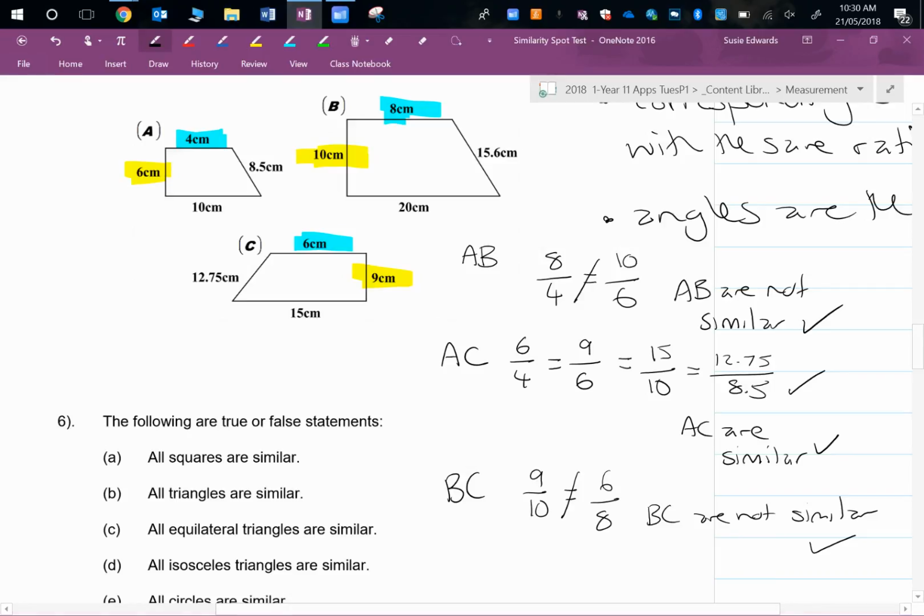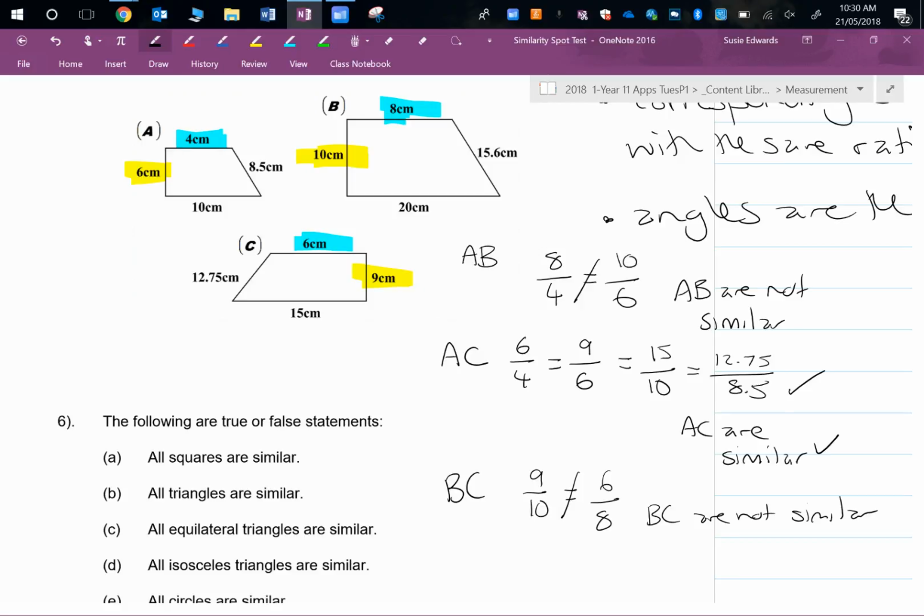1 for saying A and B is not similar. 1 for saying B and C is not similar. Oh, actually, the question doesn't ask you for the not, does it? Okay, so no mark for that, no mark for that. 1 mark for A and C are similar. 1 mark for proving that with the sides. So it's only worth 2 marks, sorry. Because it doesn't ask you for the not, it just asks you for the yes.